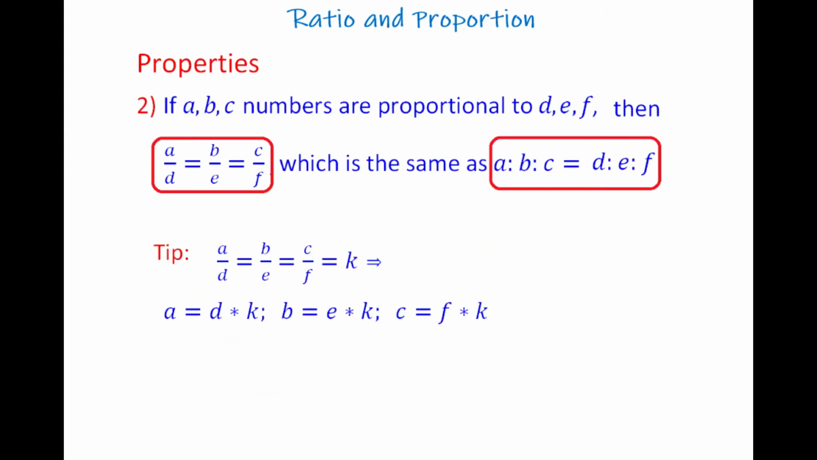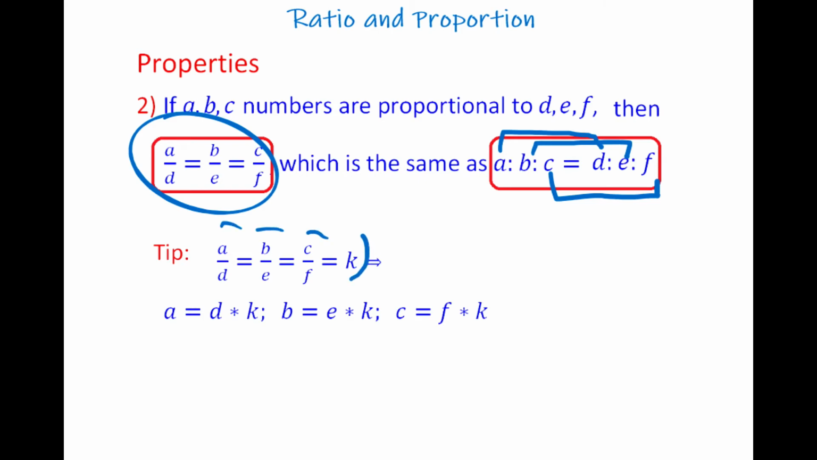The second property says if A, B, C numbers are proportional to D, E, F, then we can write this equality, okay? A divided by D is equal to B divided by E, and that is also equal to C divided by F. And in such questions, guys, those proportions are always equal to a constant number, let's say K.